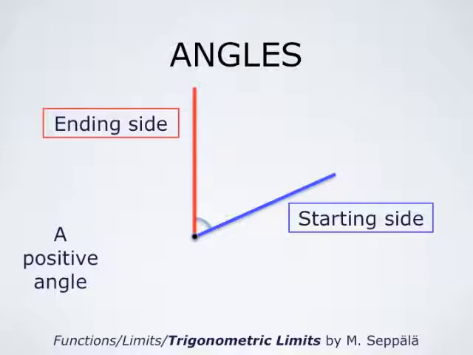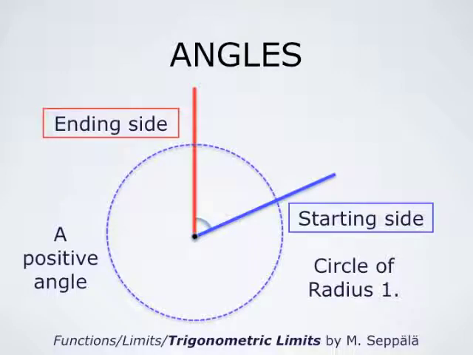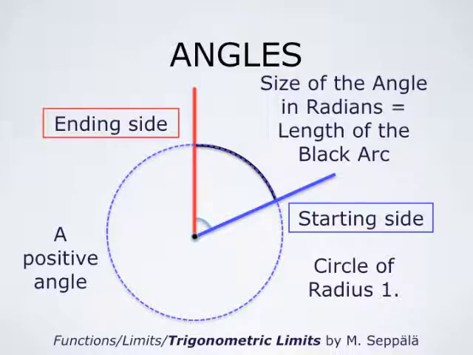To measure this angle, we draw a circle of radius 1 with center at the vertex of the angle. It is this dotted circle shown here. The size of the angle in radians is the length of the circular arc enclosed within the angle. It is the length of this arc on the circle of radius 1 shown here in this picture. This is the size of the angle in radians.